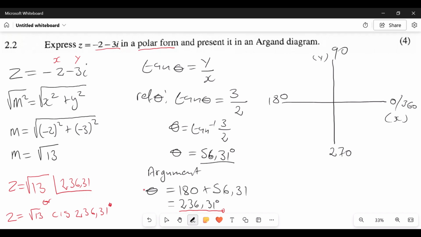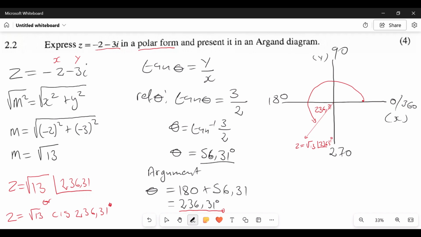Now let me show you how to draw the Argand diagram. Remember, we are moving from 0, and we stop here in the third quadrant. So this angle here, the whole of this angle, we say it's 236 comma 31. And then obviously you're going to draw your line there. There we go. So this is going to be your z, root 13, and then polar 236 comma 31. There we go.